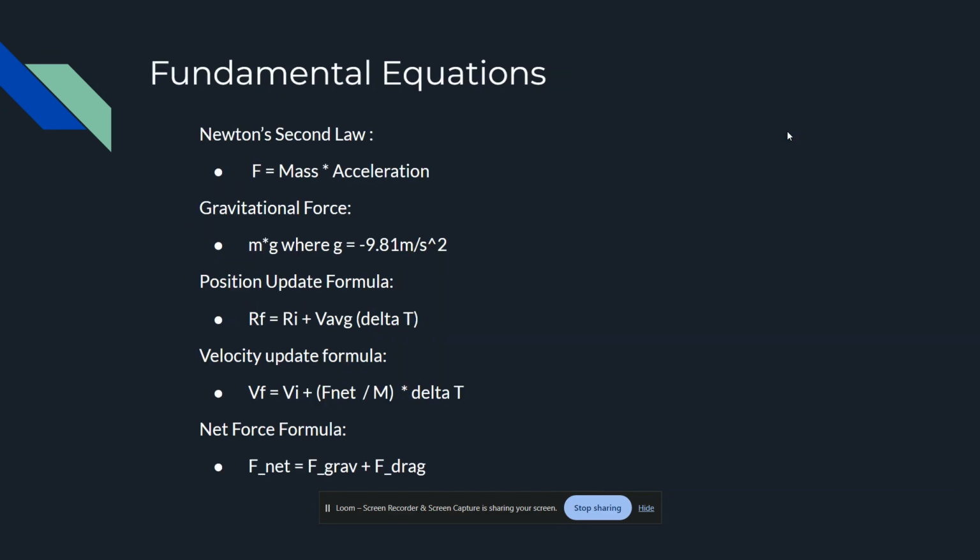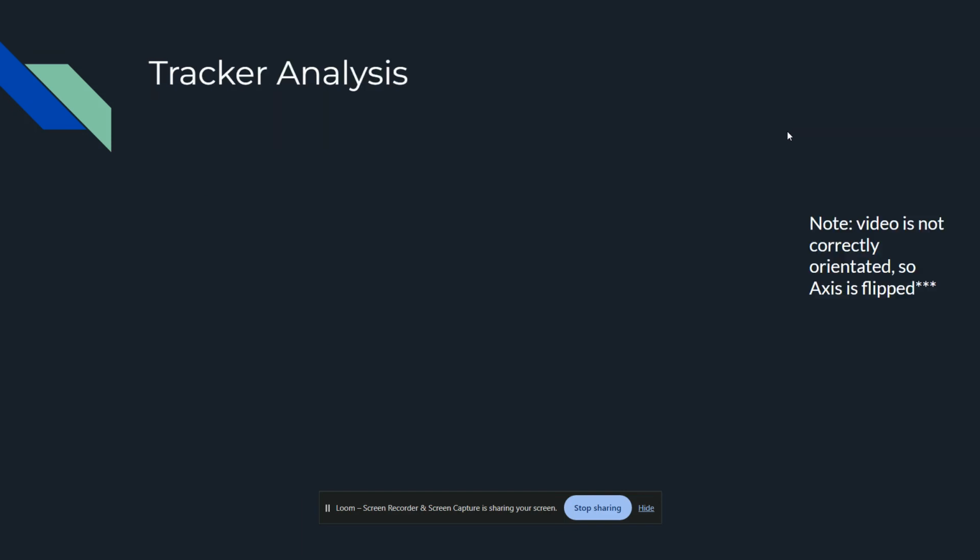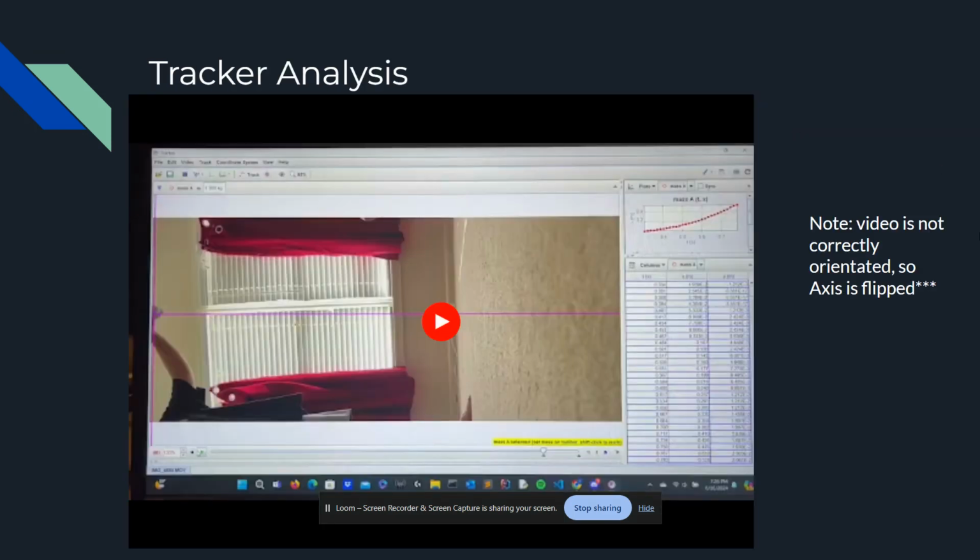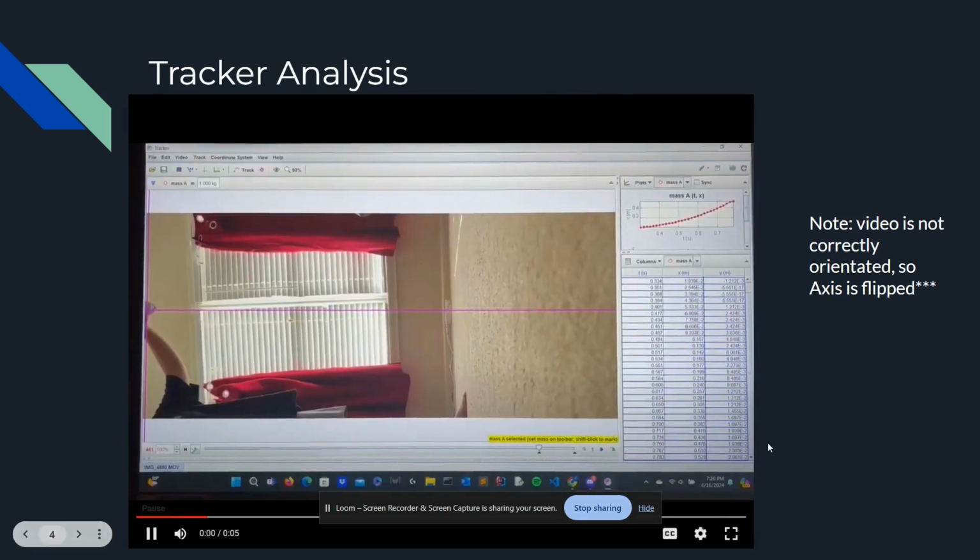Now here we have the equations that will be used in the lab in order to understand the premise of the lab as well. I want to also note a new formula that will be heavily important in this lab, which is the net force equaling the force of gravity plus the force of drag. Here is my video for the Tracker analysis.